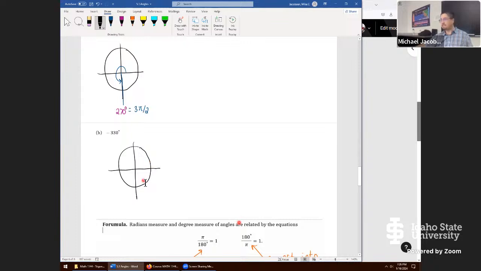Almost silly doing it that way, right? Because if you went this way, all the way around going this way is negative 360. And we just need to go 30 degrees short of that. So our rotation should look about like this. Rotate almost a full complete rotation in the clockwise direction, and that's negative 330 degrees.